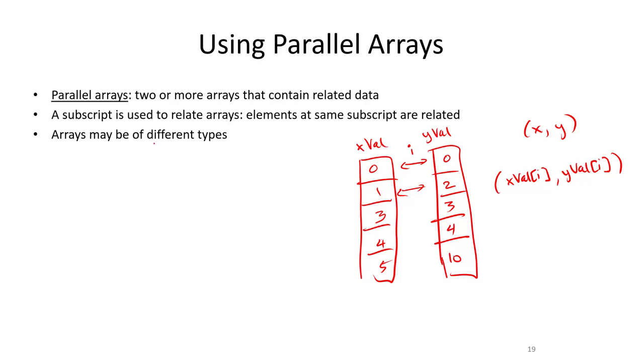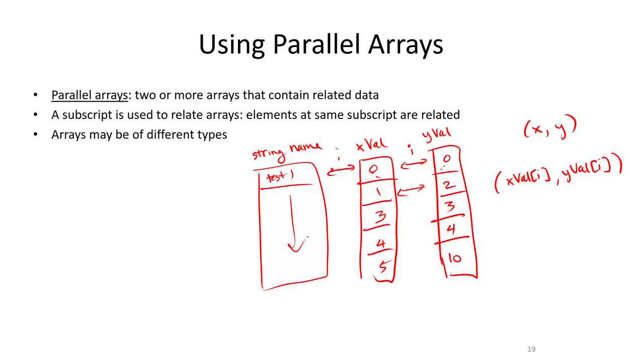And notice this could also be useful if you have arrays of different types. So maybe you have a string array that is the name of the data point. And so you could have test1 be related to xval element I and yval element I, and so on. So parallel arrays are very useful when you need to store sets of related data in multiple arrays.